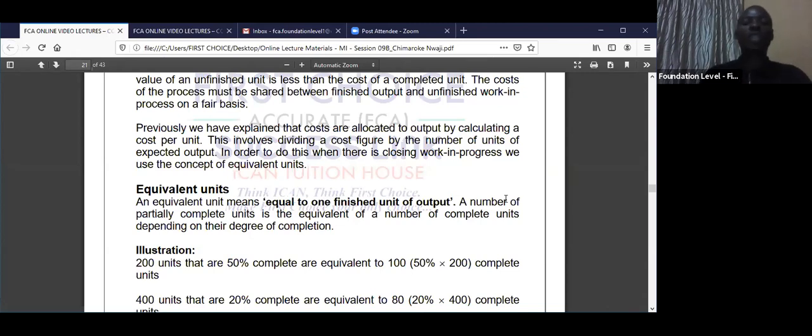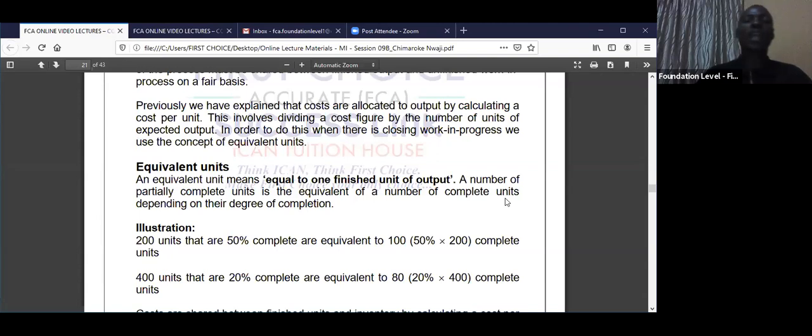And so 400 units of bread that are only 20% completed is just 80 loaves, because 400 multiplied by 20% will give you 80. So that's the idea we are going to be using in equivalent unit. So equivalent unit is how many uncompleted units will be equal to how many completed units. So that means that for every equivalent unit, you must know the percentage of completion. You must be able to measure the percentage of completion, because it is the percentage of completion that we are using to guide us in our equivalent unit.